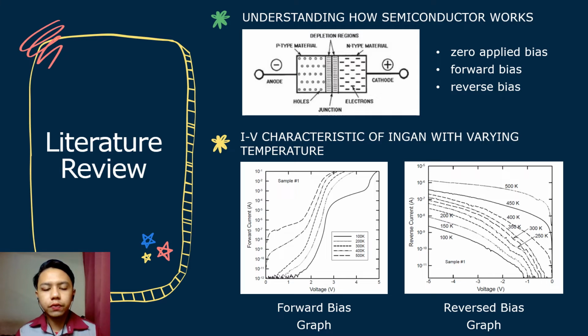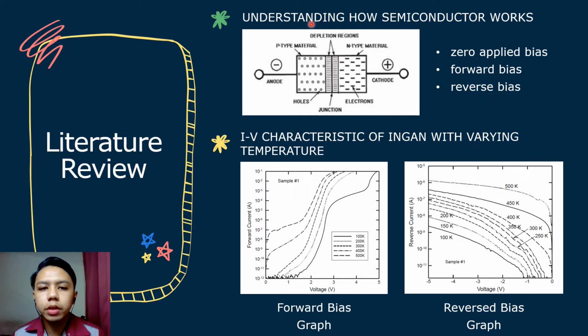Now, for the next part of this presentation, I will briefly talk about the literature review. First of all, we need to understand how semiconductor work. A semiconductor has p-n junction. In p-n junction, there are p-type material, n-type material, and in the middle between them is depletion region. Okay, this p-n junction can be in three states: zero applied bias, forward bias, and reverse bias. Zero applied bias occurs whenever no external stimulation is given to the p-n junction, which is in the thermal equilibrium state.